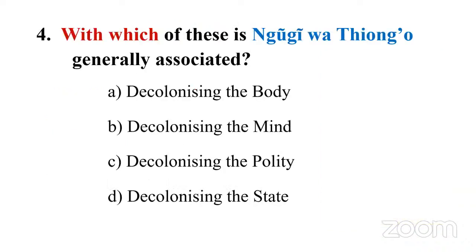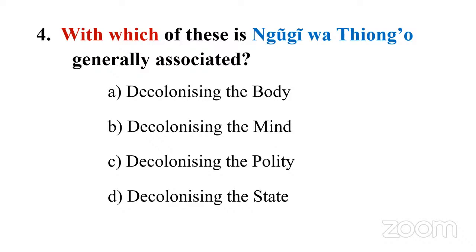With which of these is Ngũgĩ wa Thiong'o generally associated? Right? Ngũgĩ wa Thiong'o, the pronunciation: the N is silent, N-G-U-G-I, the N is silent. Ngũgĩ wa Thiong'o, Kenyan writer and novelist. Let's look at the options.